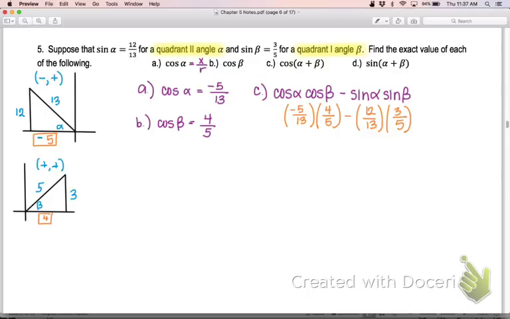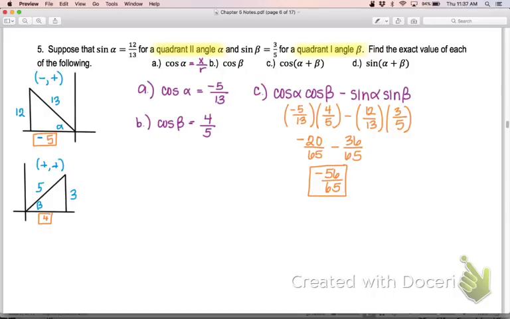And now we're just crunching numbers down. So 13 times 5 is 65. So I get negative 20/65 minus 36/65. That comes out to negative 56/65. And I don't think that can be reduced. You should always check. But, nope, that is it. So negative 56/65 is the answer for the cosine of alpha plus beta.